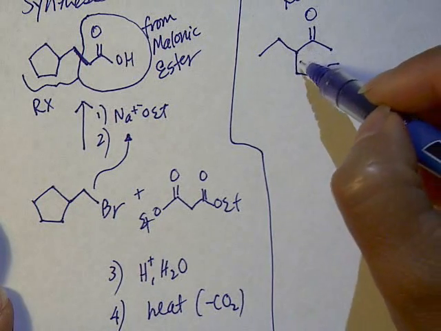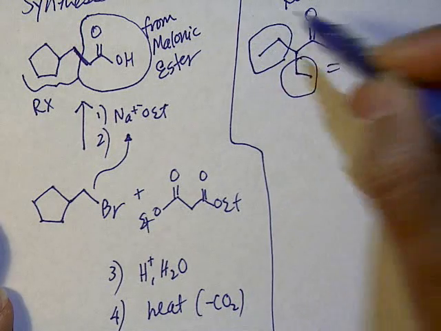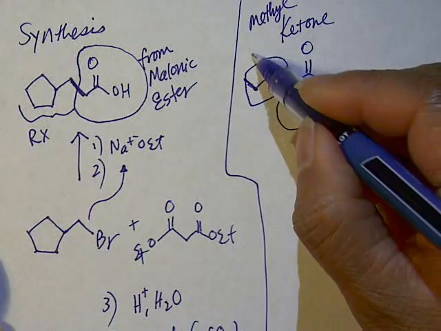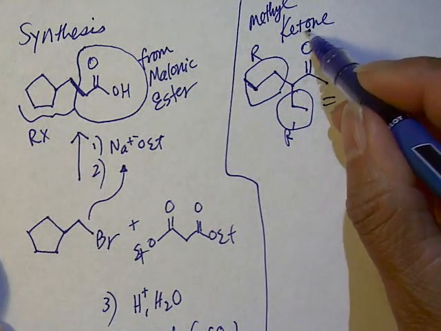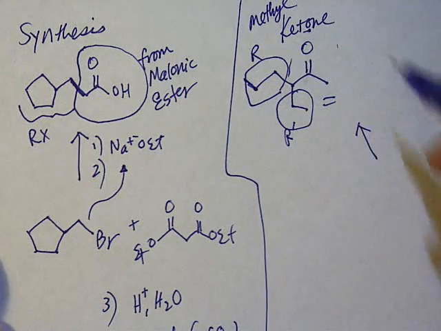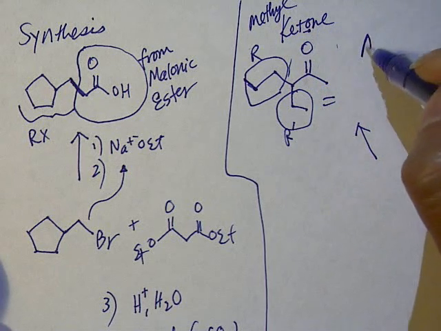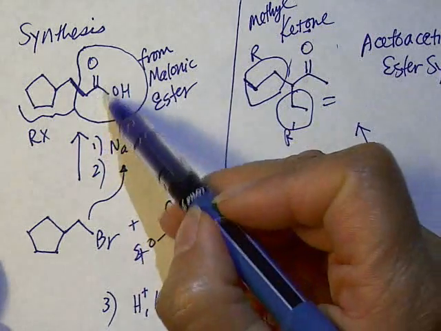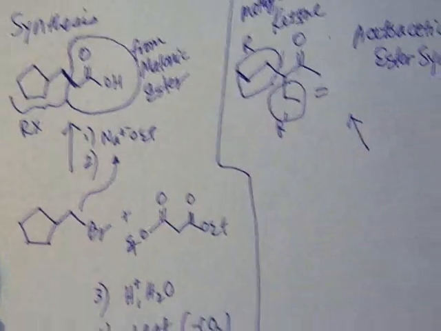So notice we have an R group and a second R group, right? So let me just make it different so that you can see. So notice this is R and this is R prime. Two alkyl groups are attached to this. You should be able to see the acetone equivalent right here. So whenever you have a methyl ketone, think of using acetoacetic ester synthesis. And then whenever you see a carboxylic acid with a CH2 group, think of using malonic ester, right?